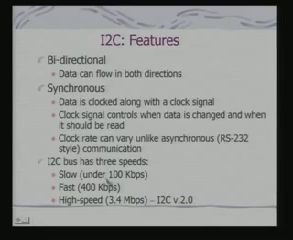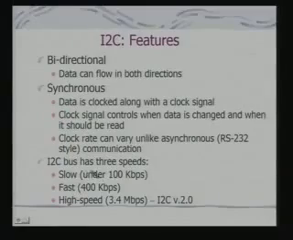In fact, typically you have three speeds: slow, fast, and high speed. This is I2C version 2.0. We shall primarily talk about the older version, which is slower.